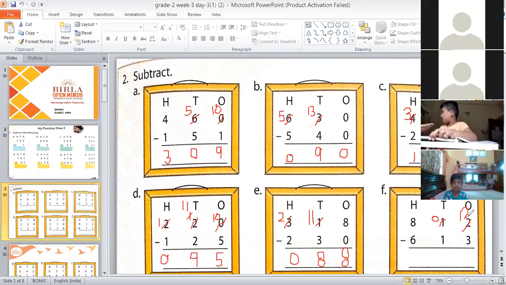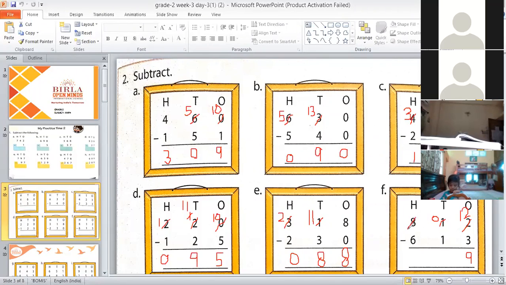Now tell me, Aslan, 12 minus 3, how much? Nine. 12 minus 3 is 9. Yes, that's the correct answer. Now, Aslan, in tens place, we have 0 and 1. Is it possible to take away 1 from 0? No. Then what we will do? We'll take 1 borrow from the number in hundreds place.